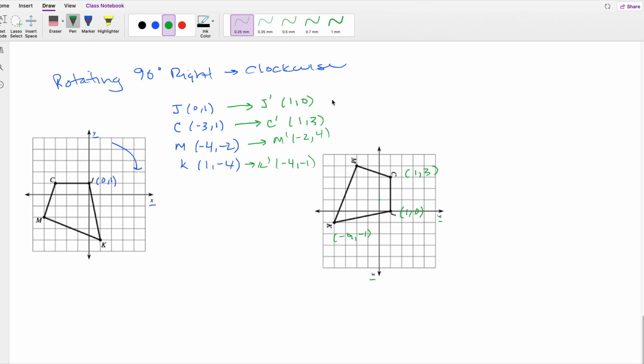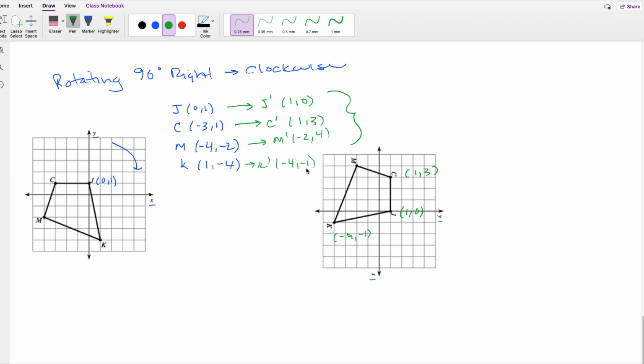Okay, let's see if we can generalize what happened here. I think it's easier when we have a variety. So here's negative 3, 1 became 1, positive 3. Negative 4, negative 2 became negative 2, 4. Did I do that correctly? Negative 2, positive 4. And what was it over here? Were they both negative? 1, 2, 3, negative 4, negative 2. Okay, so negative 2, positive 4, and 1, negative 4 became negative 4, negative 1.